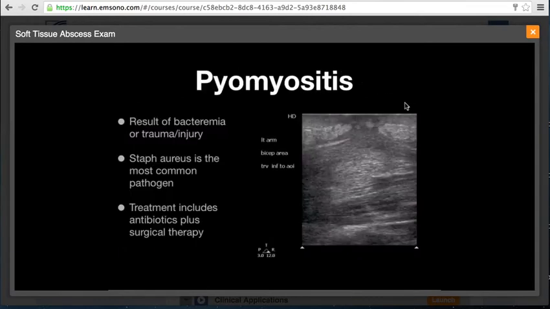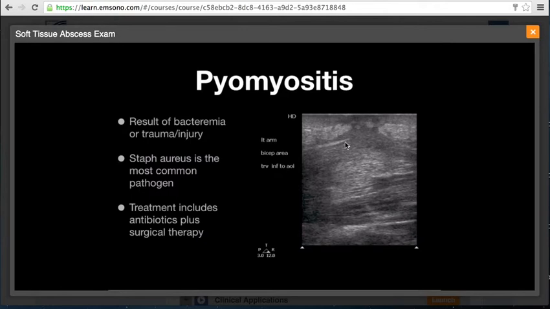There are two types of pyomyositis. There's the tropical type and the temperate type. We're going to be talking here about the temperate type, and these are usually the result of either bacteremia or trauma or injury. And staph is going to be the most common pathogen, and the treatments will include antibiotics plus surgical therapy. Here was a patient that had had a stab wound to his left bicep region.